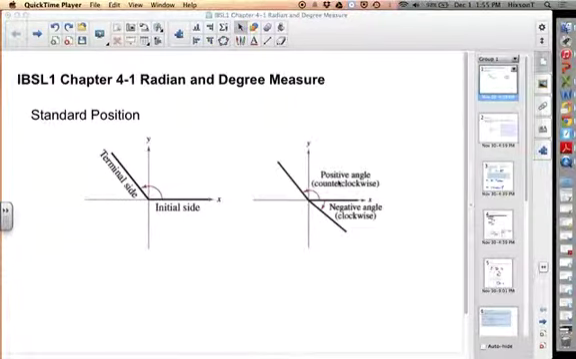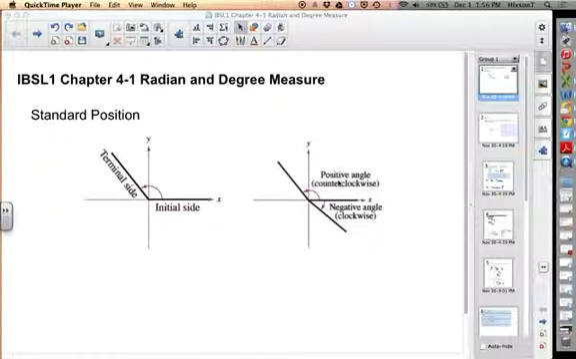Alright, so we're starting chapter 4, and we're going to be talking about radian and degree measures today. But let's first of all talk about standard position. When we're drawing angles on the coordinate plane, we're going to be using standard position. So it's important that you guys know what this is.